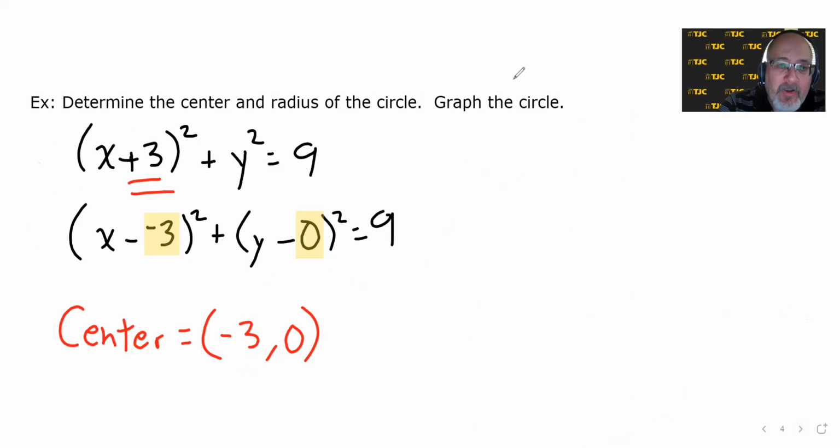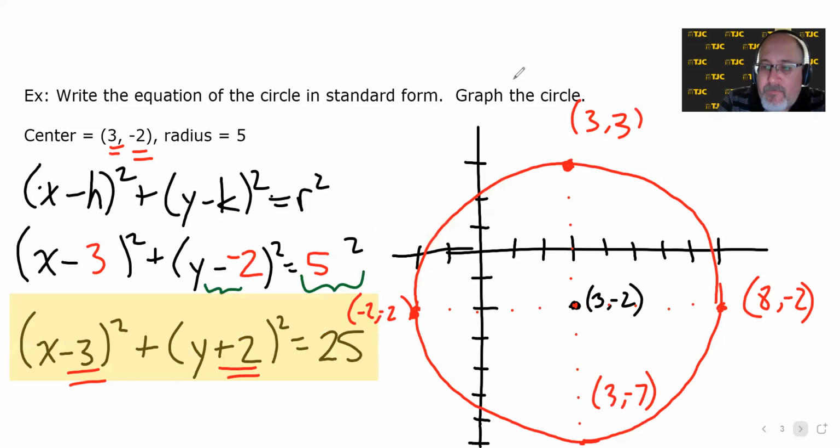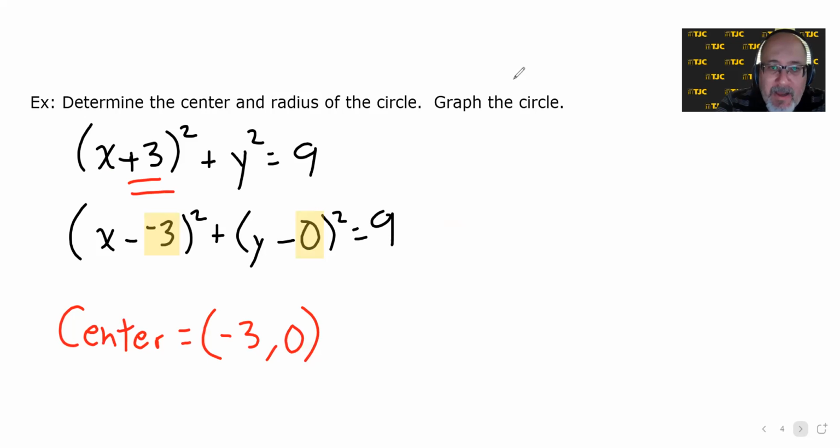Oh, we're not done. We need the radius. You know what the radius is? It's not 9. Why? Because the number at the end on the right side of the equal sign is not r, but r squared. So if you have an equation that's already in standard form, keep in mind that this value at the end is not the radius, but the square of the radius.